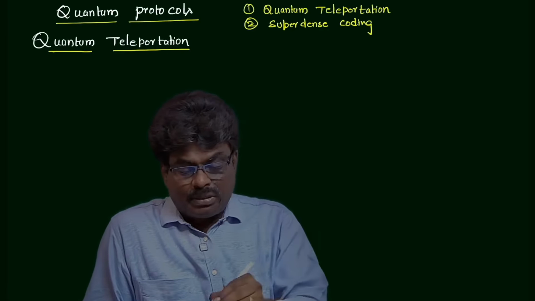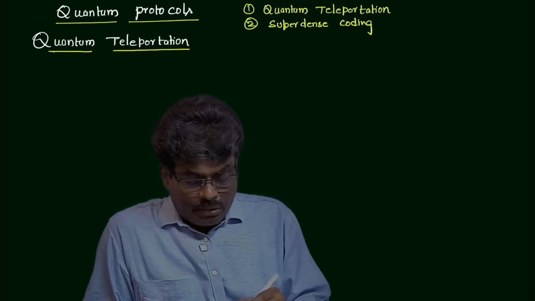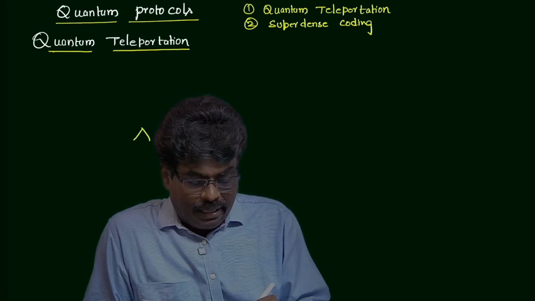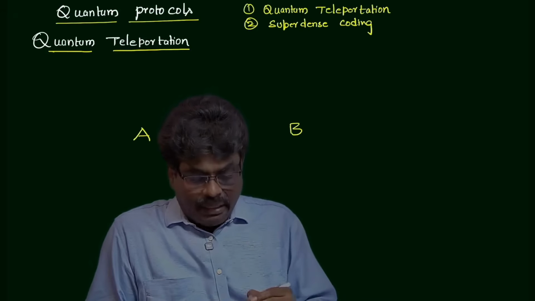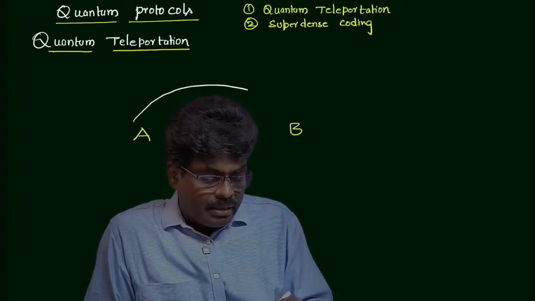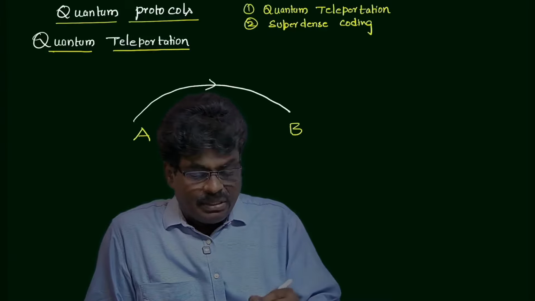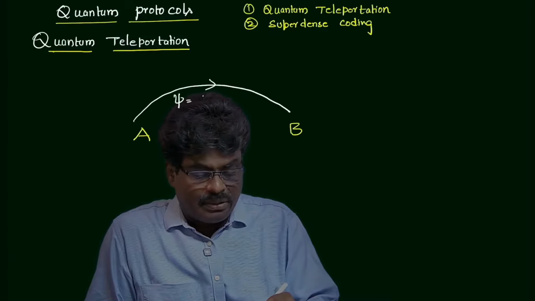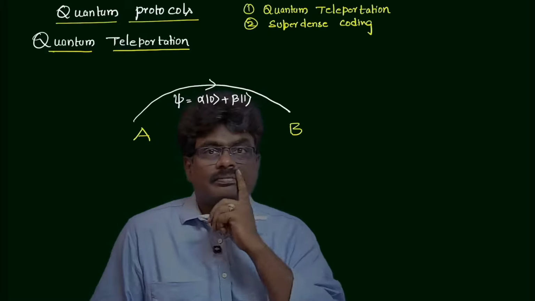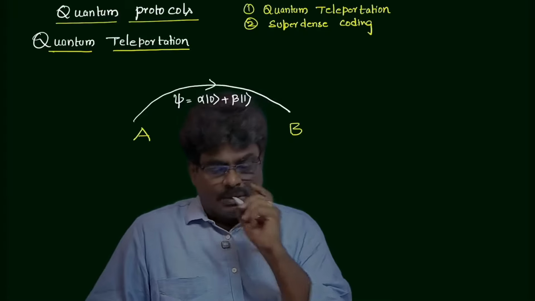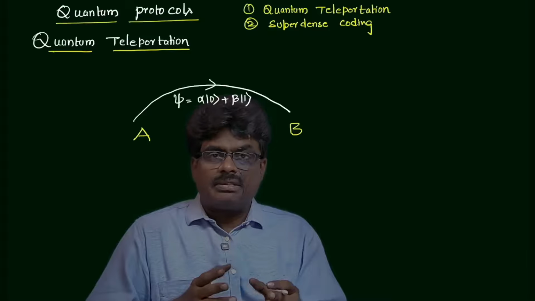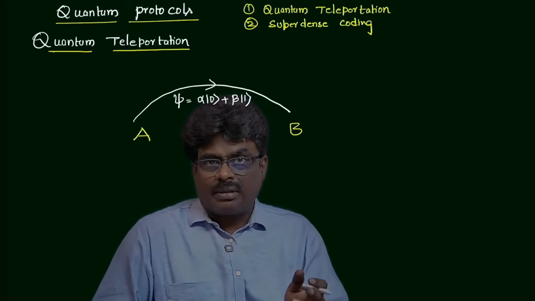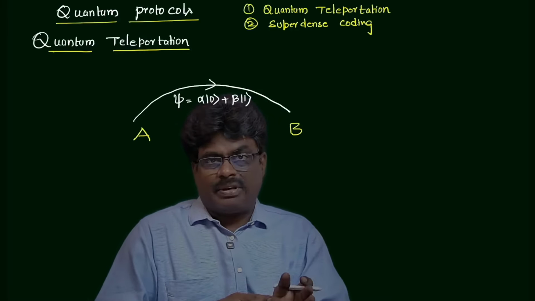Let us suppose we have two persons, let us say A and B. Now A wants to send quantum information, let us suppose psi equal to alpha 0 plus beta 1. So A wants to send a quantum information state, that is psi is equal to alpha 0 plus beta 1, from one point to another point.